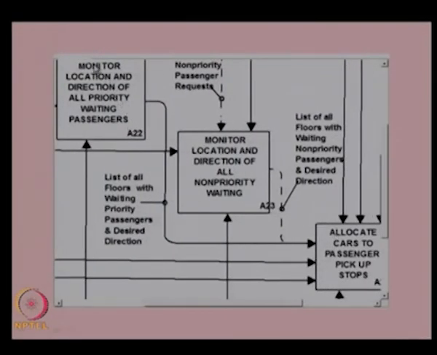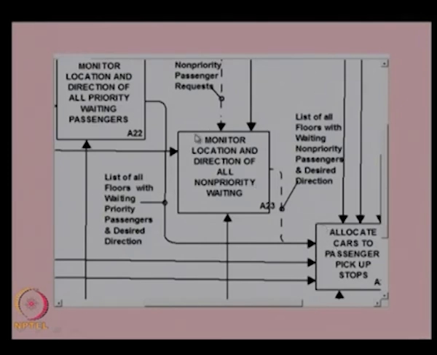So the output from here, the monitor location and direction of all priority waiting passengers, will be sent to the allocate cars to passenger pickup and stops. The list of all floors with waiting priority passengers and desired direction will be sent from here to this function, that is, to the allocation of cars.